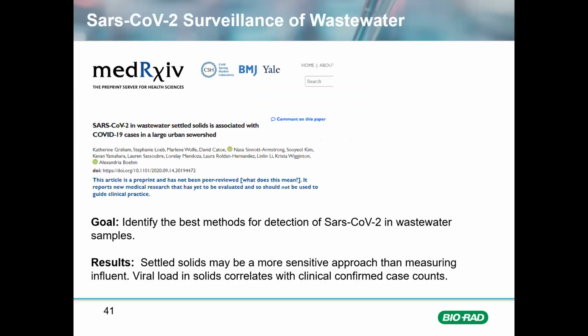Okay, the last 2 papers are specifically focused on COVID-19. The first one comes from California, and the goals here are looking to identify what is the best method for SARS-CoV-2 detection in wastewater, where they're comparing both qPCR and ddPCR, as well as some other comparisons such as extraction methods. Take-home message from this is they identified that solids, as opposed to liquids, are more sensitive for detecting the virus, and that viral load in solids correlates well with clinically confirmed cases in the sewershed.